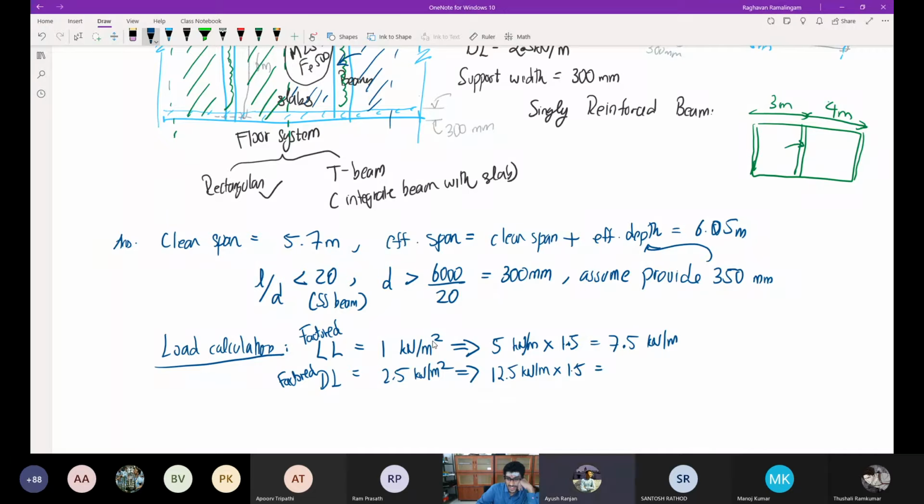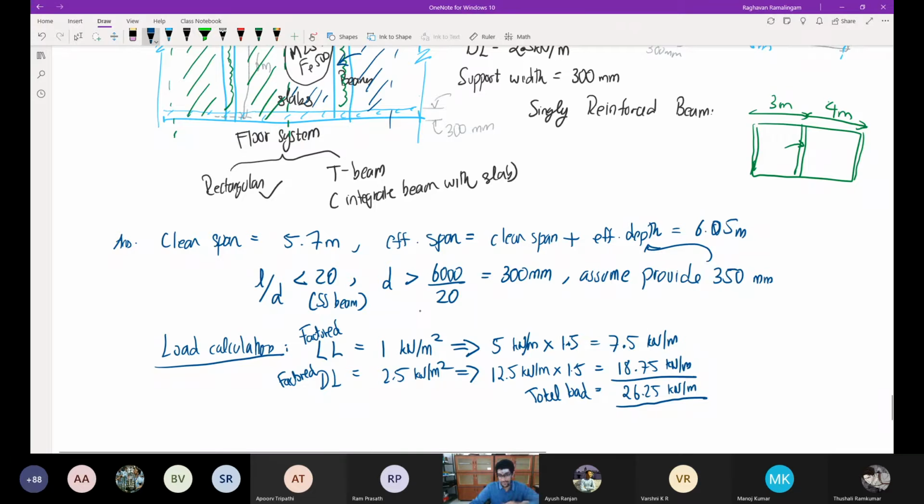And factored, the factor load becomes 1.5. So how much is it in the end? 18.75. So the total, both live and dead load will be in the same direction. So I can just add this total load. Both of these will be in the gravity direction. So how much is the sum of this? How much is the total? 26.25.